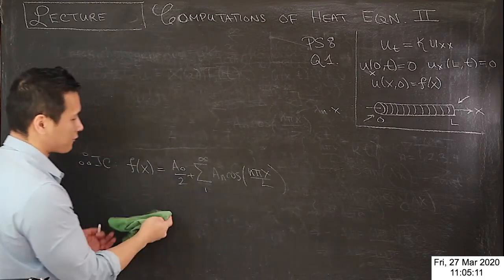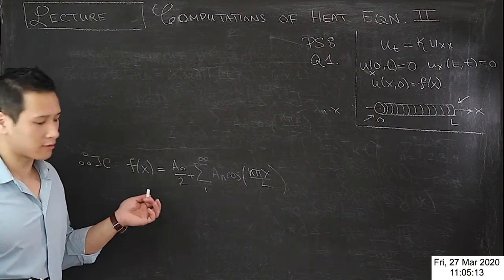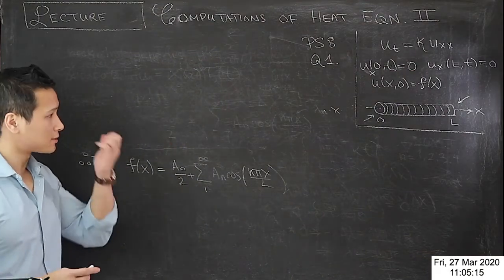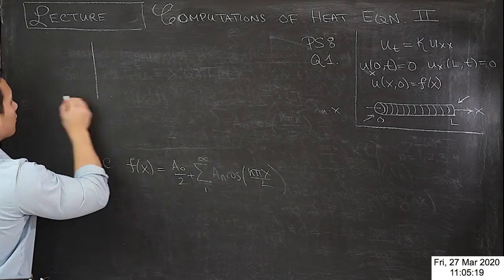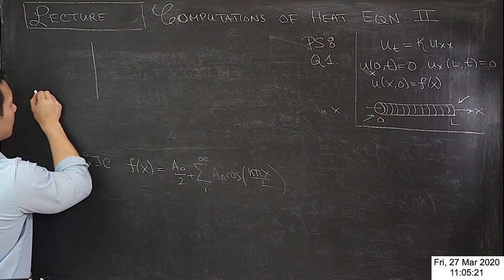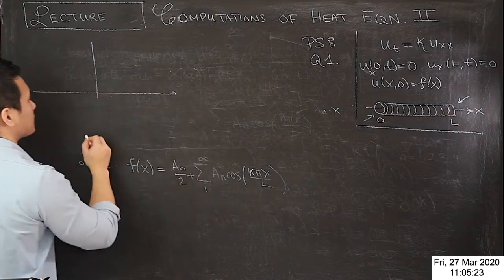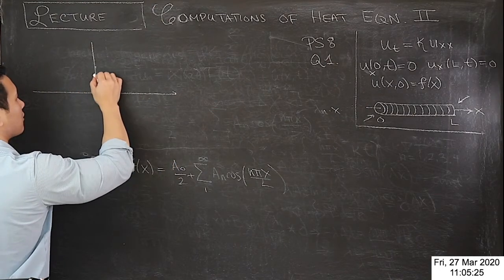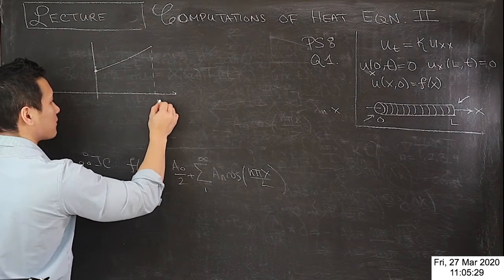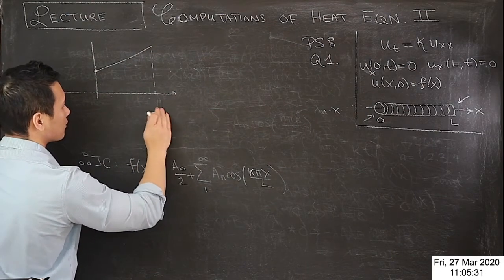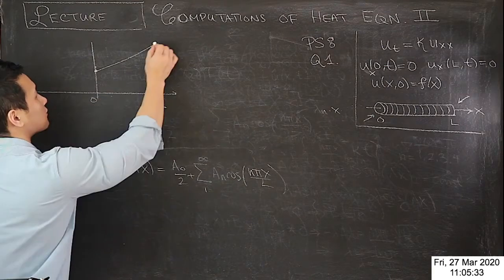Remember here that f of x is a function that I've given you. So you're told what f of x is, the initial condition of your problem. Let's say f of x looks like this. So this is pi, this is L, this is 0, and this is your f of x.